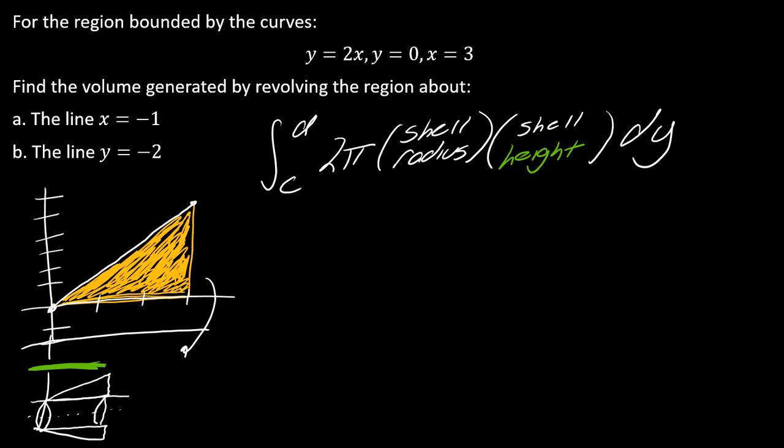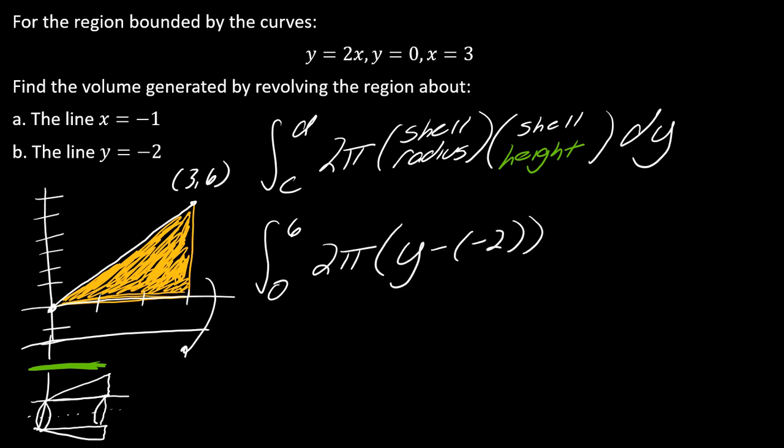Okay, so to figure out what my shell radius is this time, by the way, this is going from 0 to this point here, which is the point (3, 6). So now I'm going from 0 to 6 because I'm converting everything in terms of y. For my shell radius, it's going to be whatever my y is minus where my horizontal line is. So in this case, it's going to be y minus -2.